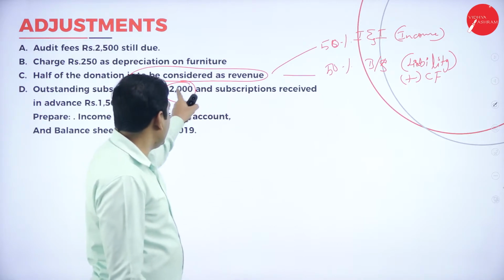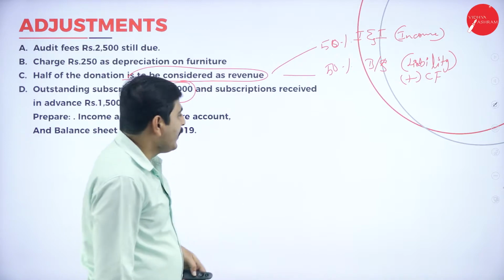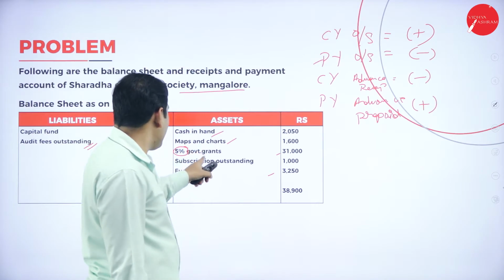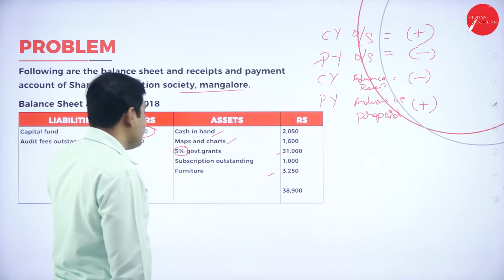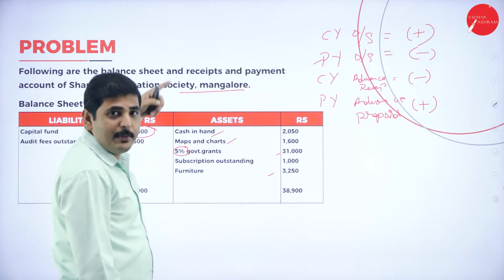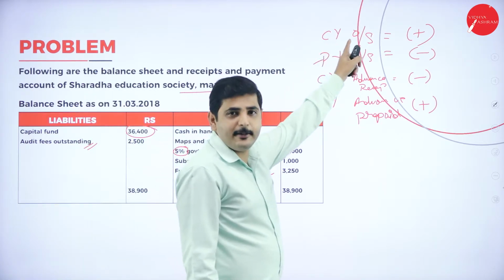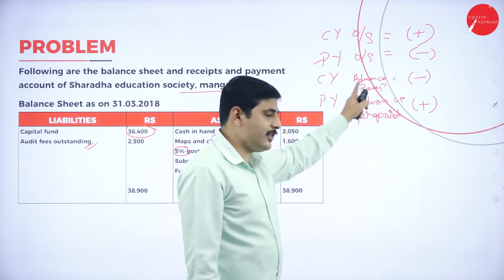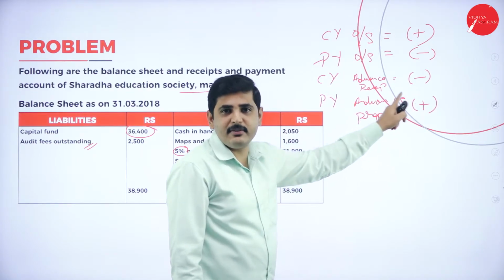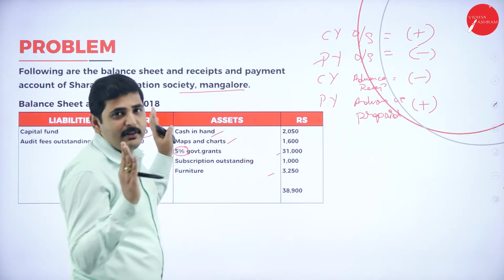So current year outstanding, add; current year subscription received in advance, deduct. Previous year outstanding will be given in the balance sheet. See, subscription outstanding 1,000, we should deduct it. If subscription received in advance is given on the liability side, it should be added. So current year outstanding, add. Previous year outstanding, deduct. Current year advance, deduct. Previous year advance, add. Always remember these 4 points, then the problem is very easy.